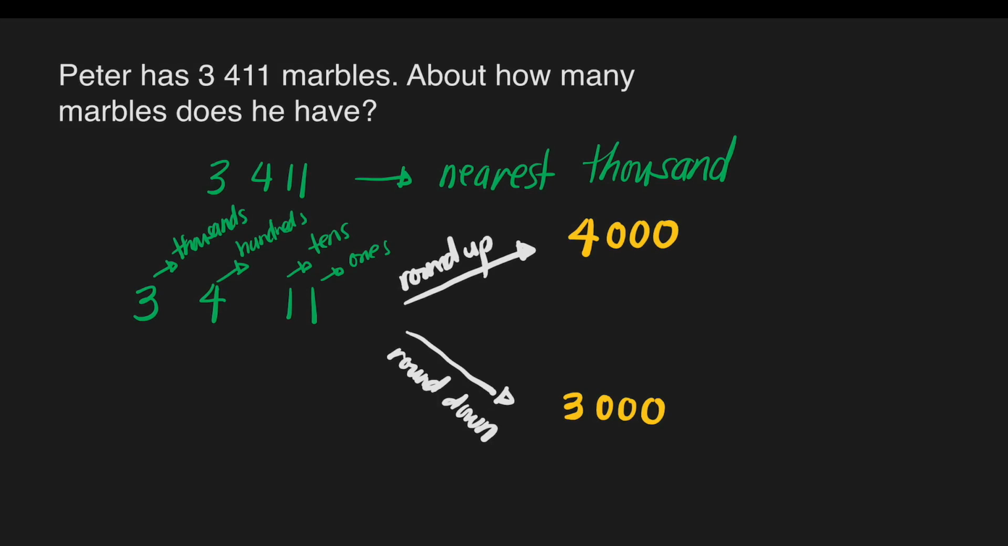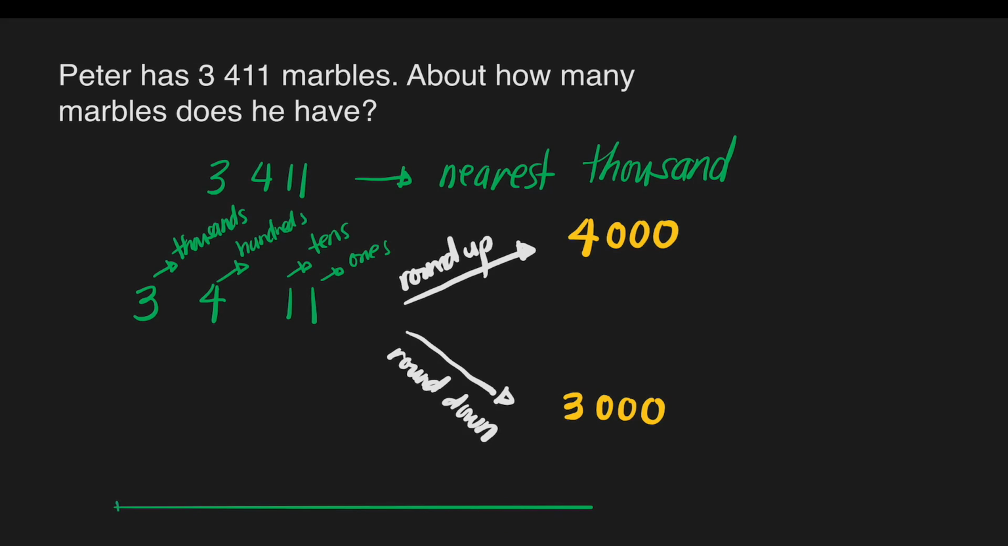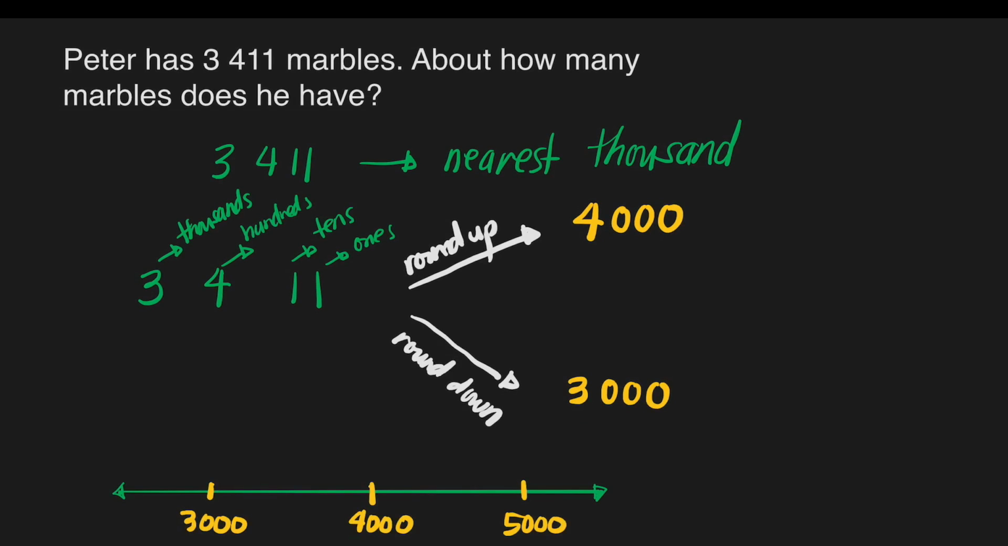So let us first visualize 3,411 in a number line. So we will draw the number line here, and locate where is our 3,411. Somewhere right here in the center of this is 3,500. So it means our 3,411 is somewhere right here.